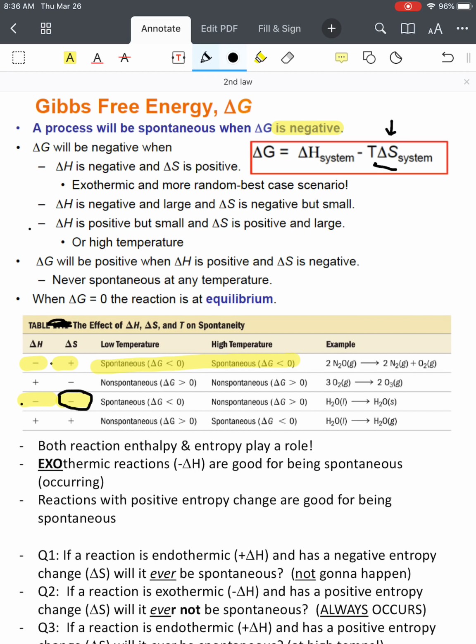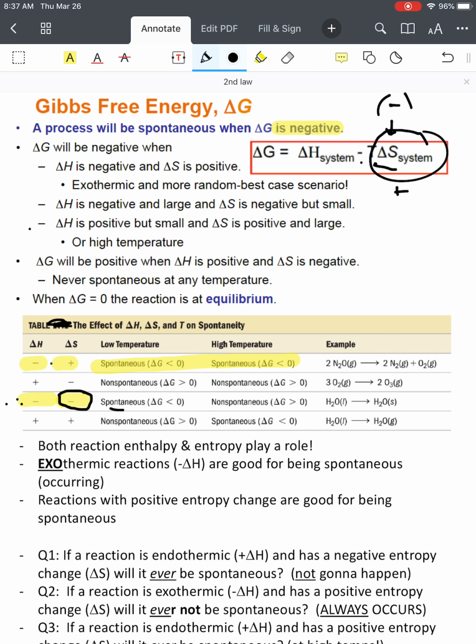Now, the sign on delta S is negative in this third case right here, right? It's a negative delta S. So when I take that negative delta S and I multiply by that small value of T, and then I consider this negative sign, it's like I'm adding this number in to my negative delta H. If I make this small enough, my negative delta H will be significant enough to overcome it, making my delta G still negative. So at low temperatures, this reaction might still be spontaneous.